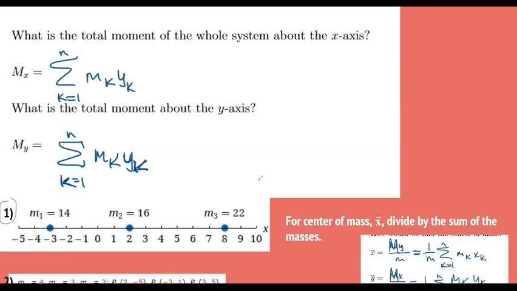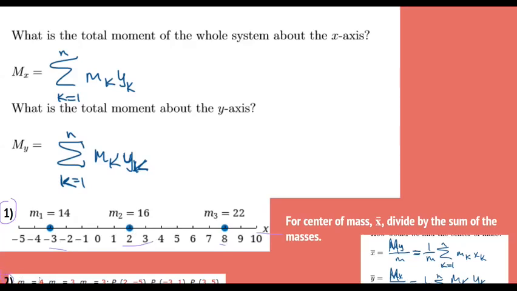Let's say they're telling you, find Mx, which is only what they would ask because this is in the x direction. My doesn't exist for that. So how would you do it? You would say 14 times -3 plus 16 times 2 plus 22 times 8. It is just simply the sum of the mass times whatever value that you see. So number one would be a really easy question.